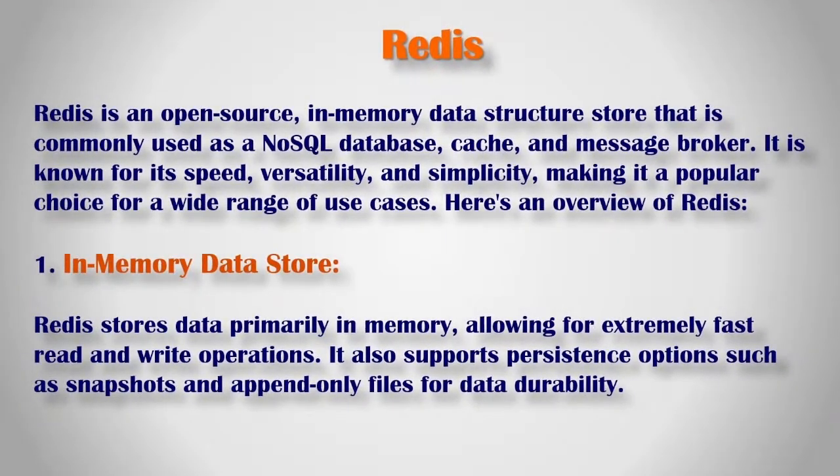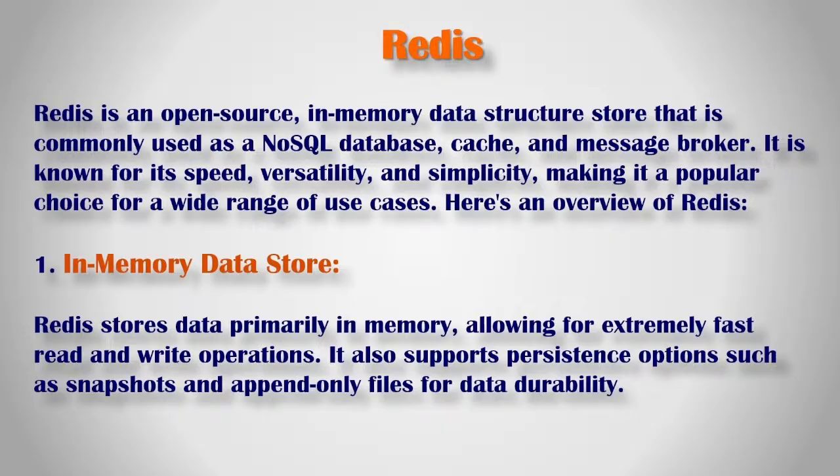Redis is an open-source, in-memory data structure store that is commonly used as a NoSQL database, cache, and message broker. It is known for its speed, versatility, and simplicity, making it a popular choice for a wide range of use cases. Here's an overview of Redis.